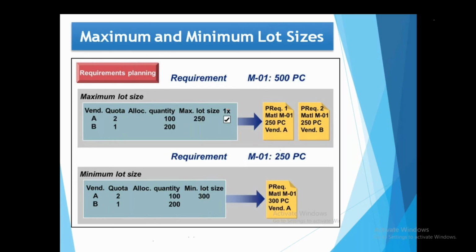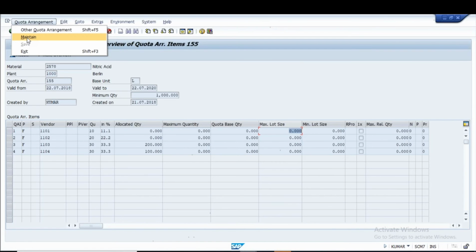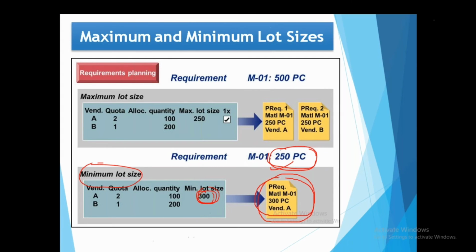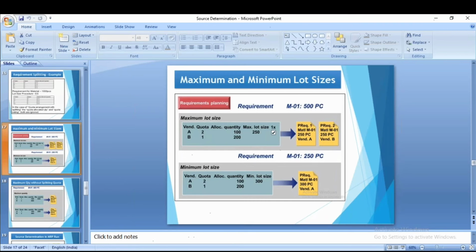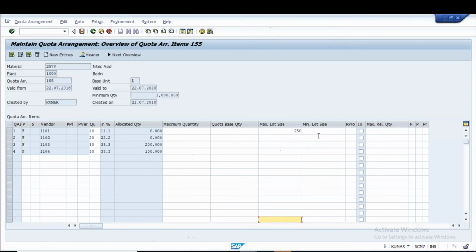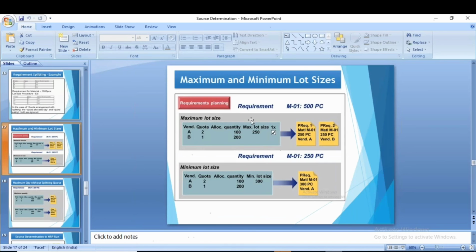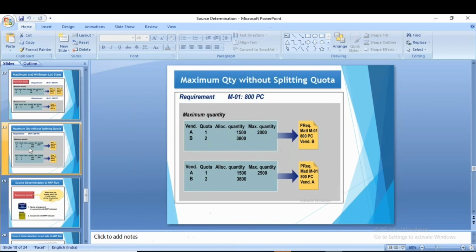You can maintain the minimum lot size in the quota arrangement. Let's say you maintain minimum lot size as 300. Your requirement is 250. Even though the requirement is 250, as the minimum lot size is 300, the system will generate a PR for 300. So that minimum lot size you can maintain here. That is the use of maximum and minimum lot sizes in the MRP.